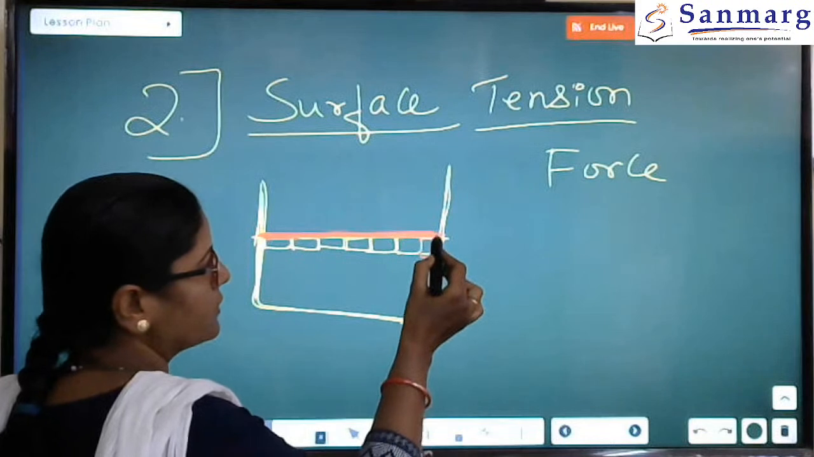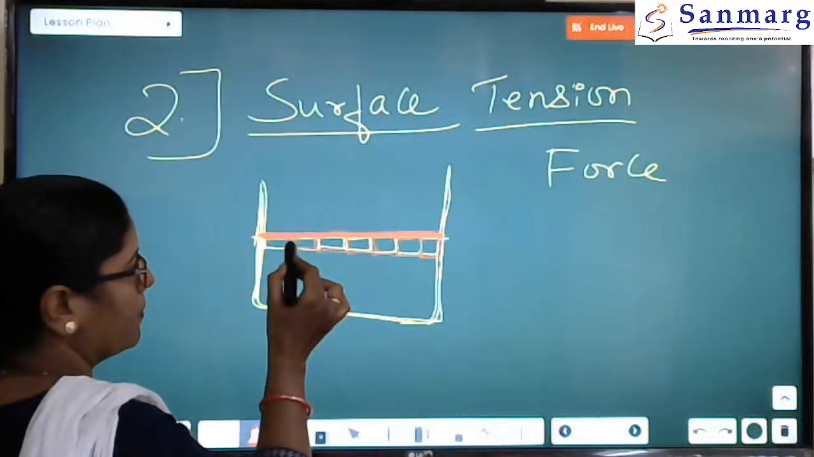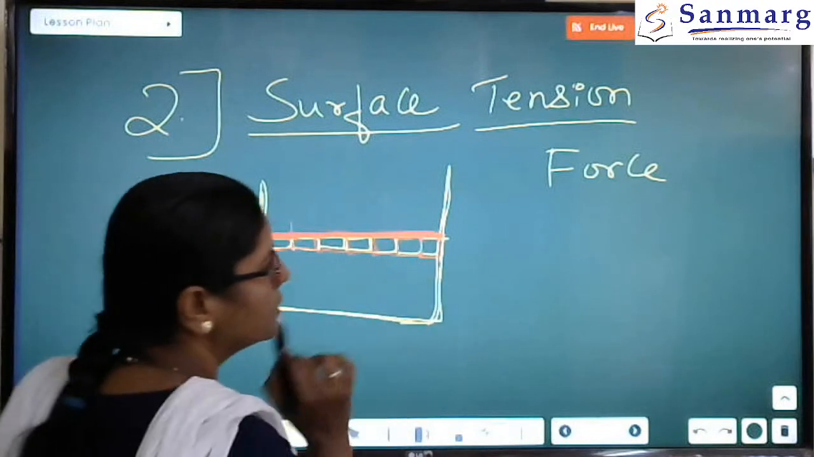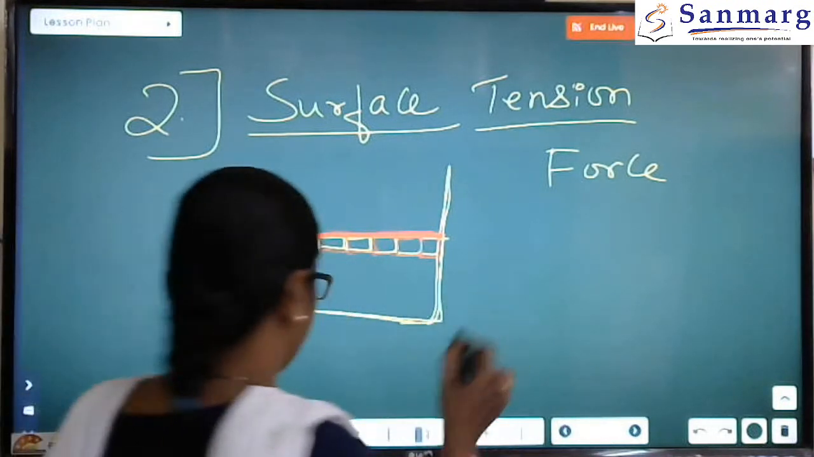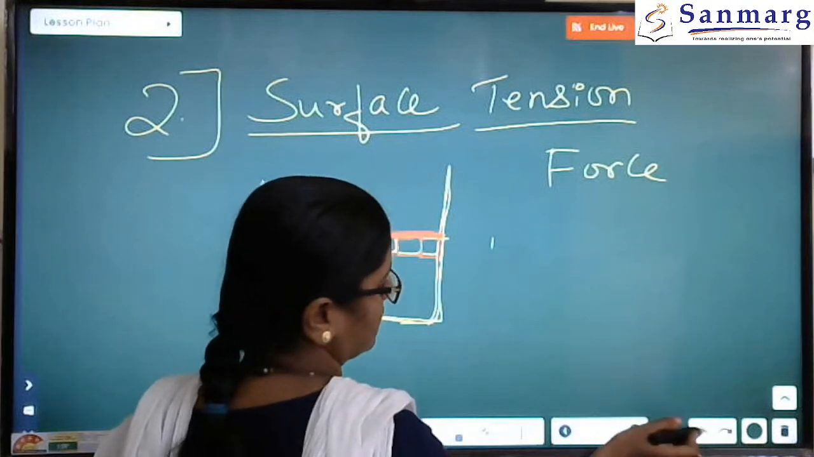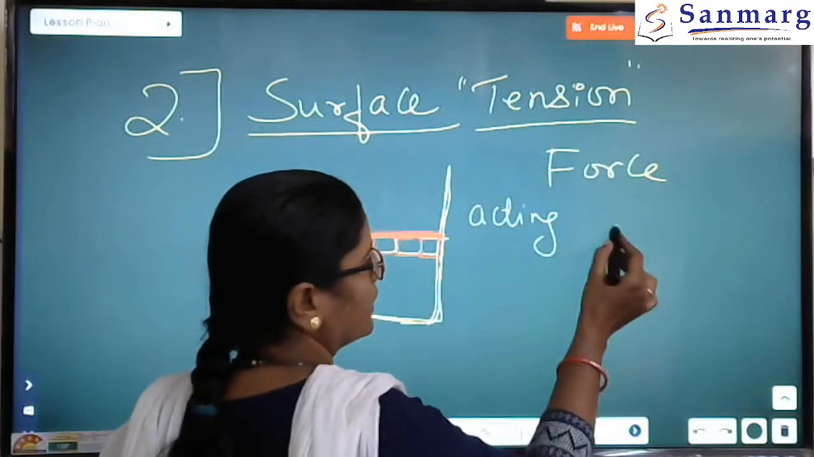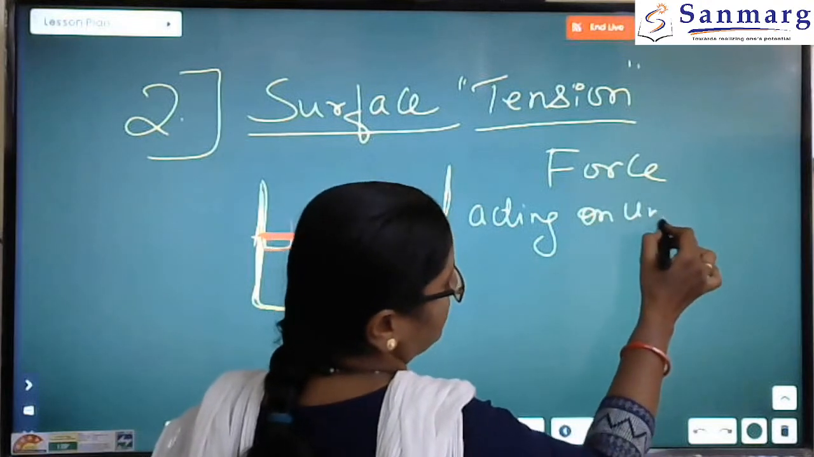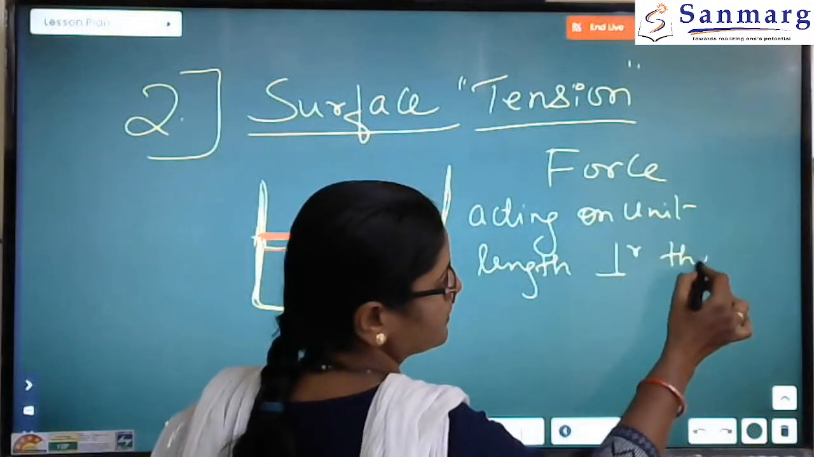So the force acting per unit length perpendicular to the surface of the liquid. So force acting per unit length perpendicular to the line drawn on the surface. See, force tension means what? Force acting on unit length perpendicular to the surface.